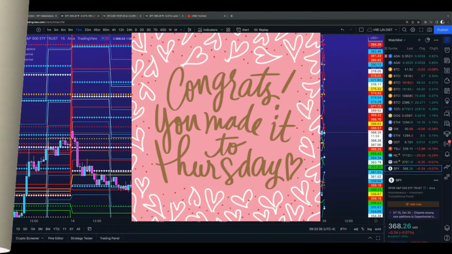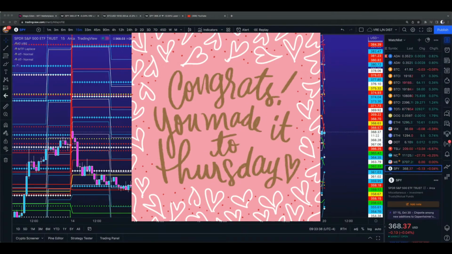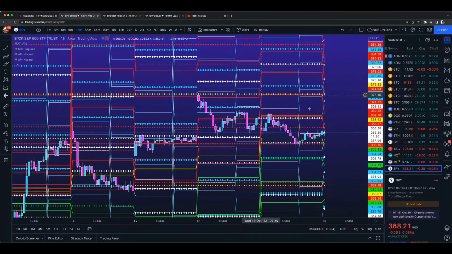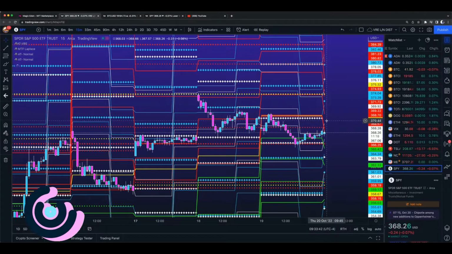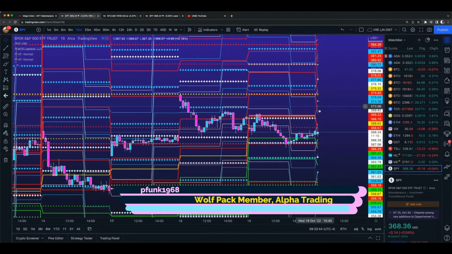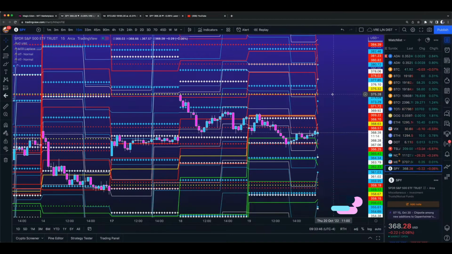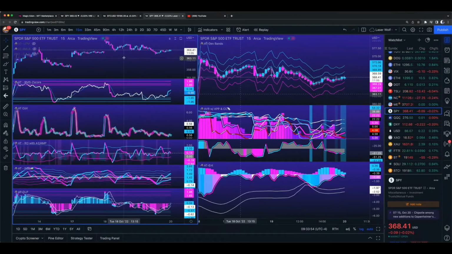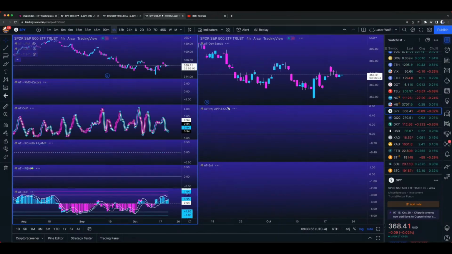Market does not know what it wants to do. I know. 370 is like the big number on the SPY, man. I'm just waiting to see if it drops below 368 to go short or go long about 372. I don't know what to do. Let's take a peek here. Did I even share my chart? Yeah, I did. Let's look how SPY's 4-hour opened up.